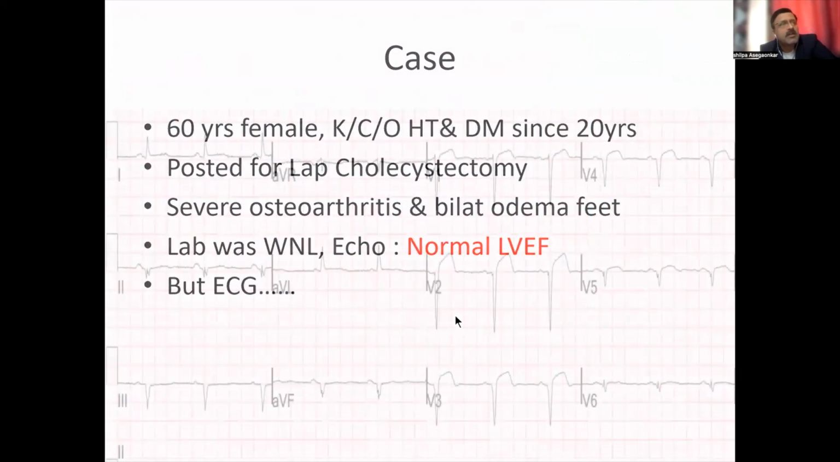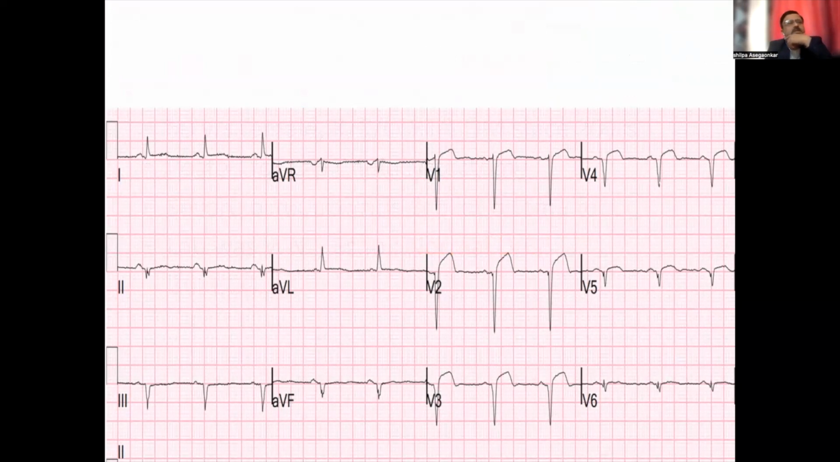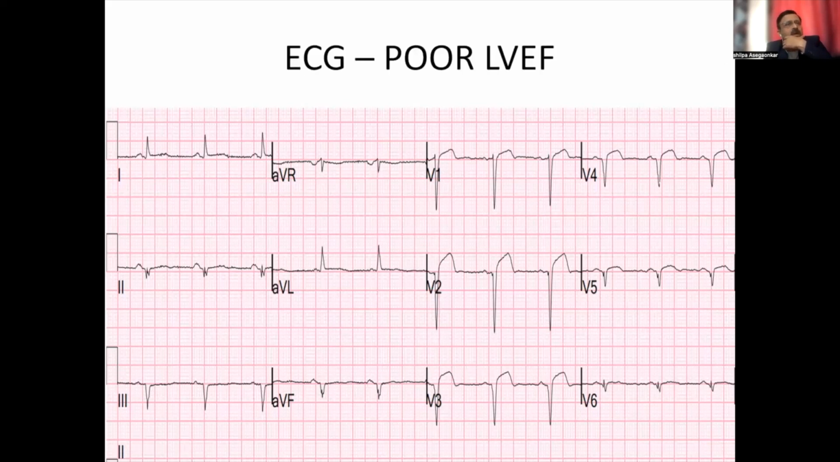But when I saw the ECG of this patient, there was no R wave present in V1 to V6. This is usually an indication of poor LV function. Not only that, there was non-settling of ST-T changes without the presence of unstable angina or chest pain. In a normal stable patient, it indicates the presence of a dyskinetic LV. So I requested the surgeon not to go ahead with surgery and to repeat the echo.